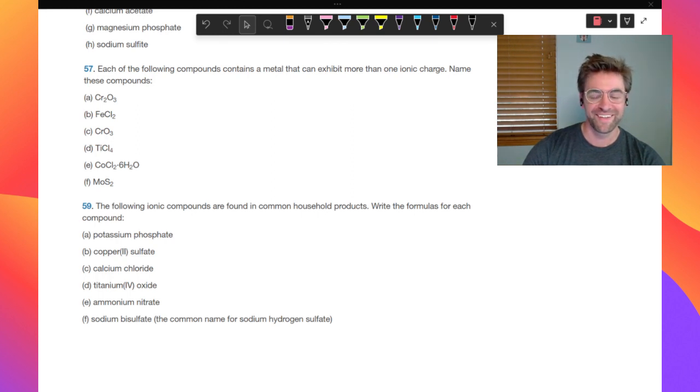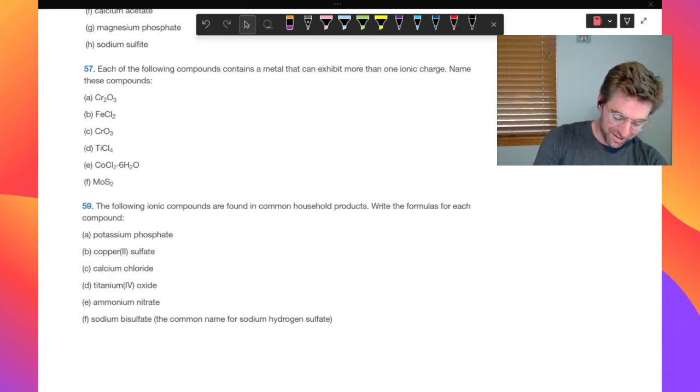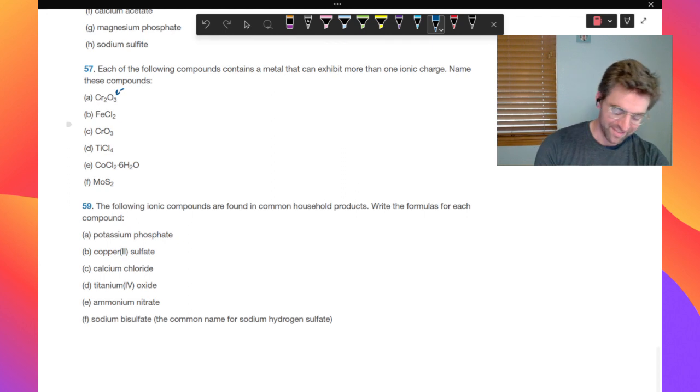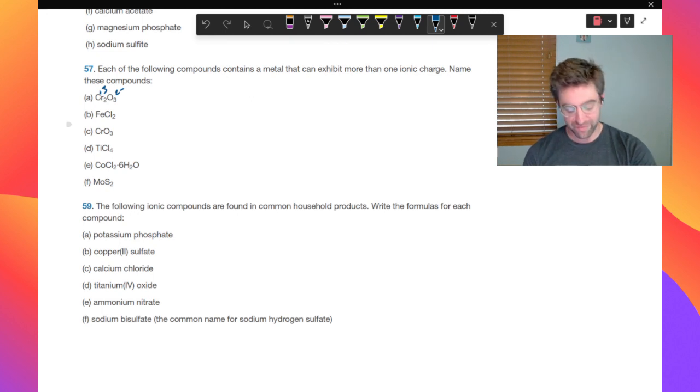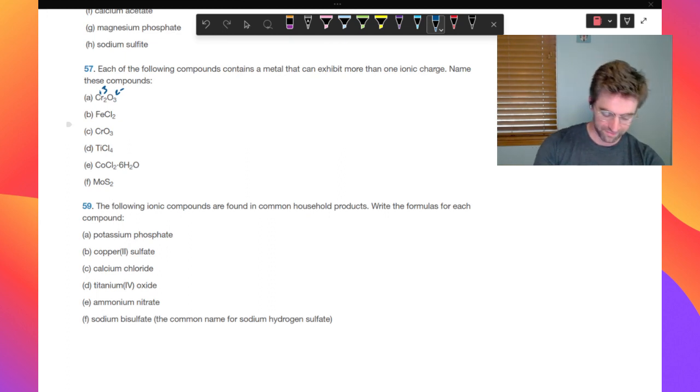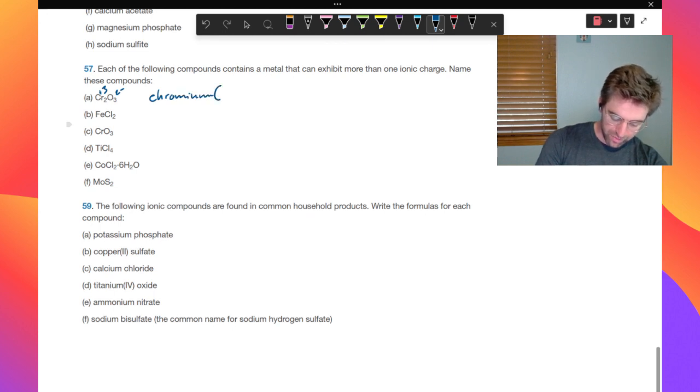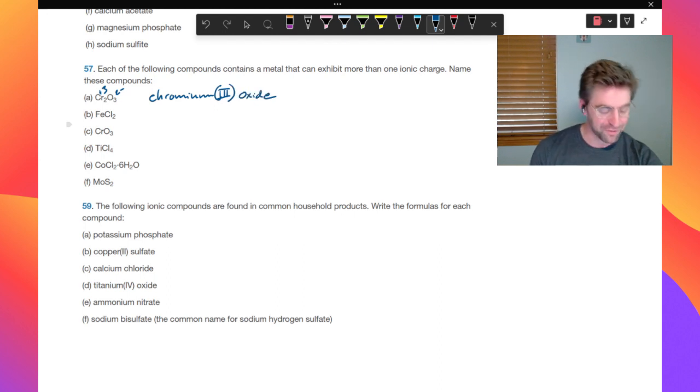oxygen, generally speaking, has a -2 charge. And there's 3 of them. So we have to make up for a -6 charge. So chromium must have, in this case, a +3. This must be chromium 3. So the way we would write this, name these compounds, this would be chromium, and we use Roman numerals, 3, oxide. Chromium 3 oxide.